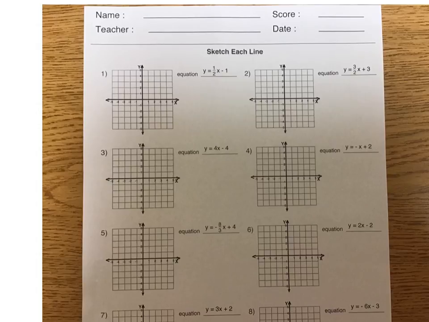So when using our equation, y equals mx plus b, for each of these problems, our first problem is y equals 1/2 x minus 1. We know that our b is -1, okay? And our slope is 1 over 2. So let's start at our -1. We're going to put a data point here, -1, and then we're going to go up 1 and over 2. Up 1 and over 2.